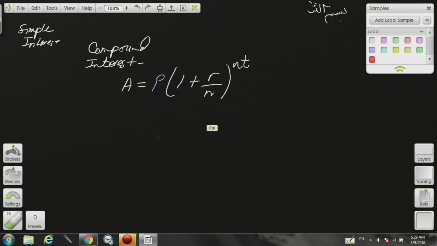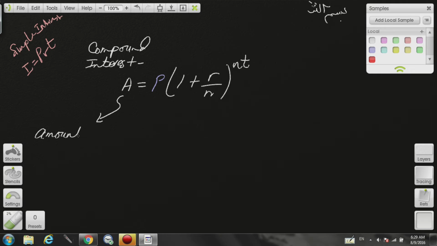So the simple interest formula is this, and this is compound interest. In this formula, A represents the amount of money after a certain time t.